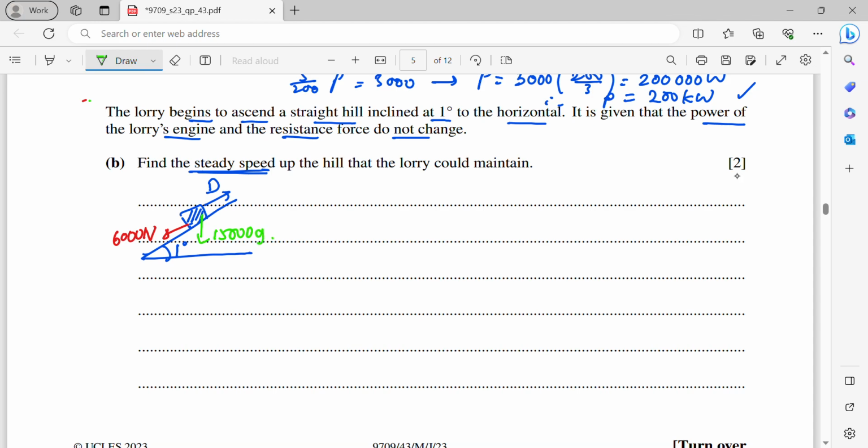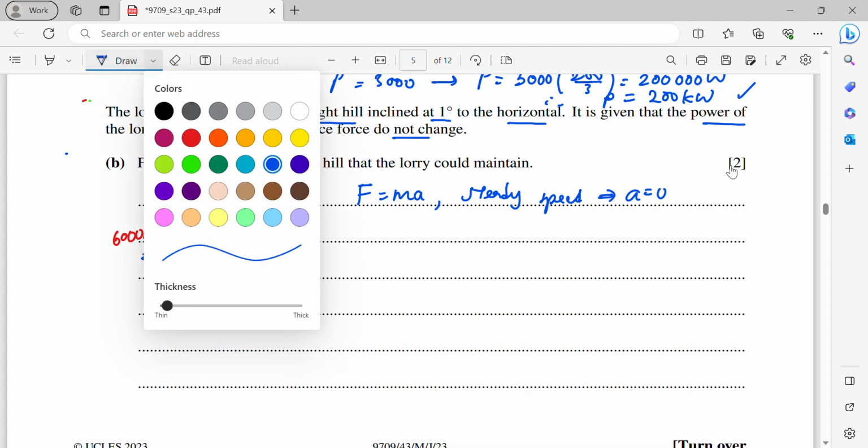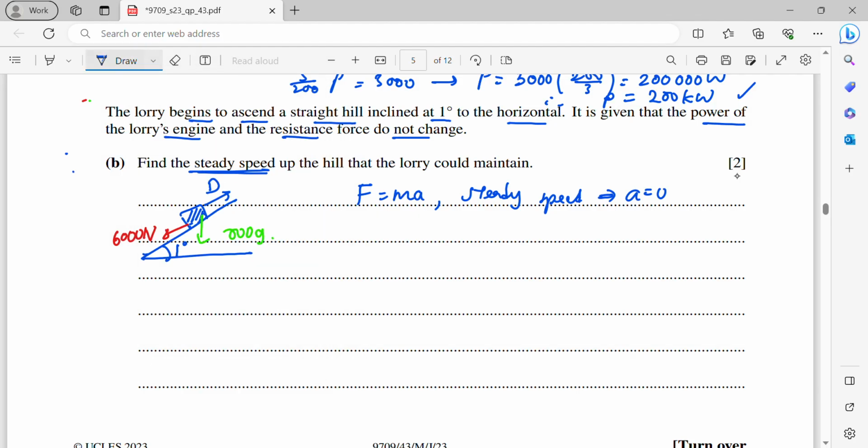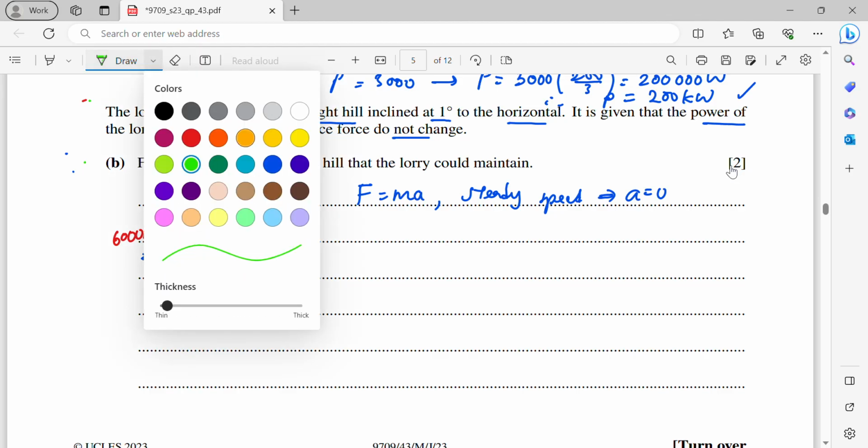Okay, so from here, again, to solve this question we need to use Newton's second law. F equals ma, but it's given steady speed. Steady speed means that the A equals 0, no acceleration. So from here, again, we just resolve. Let me draw this first, then you can see clearly. Right, so I need to resolve.